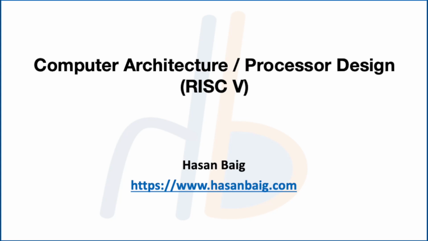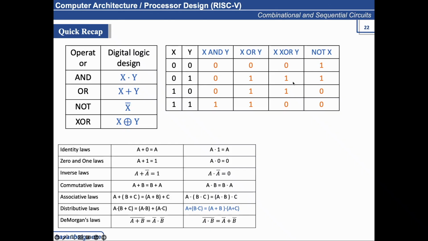Alright, so in the last lecture we started off our new topic about combinational circuits and sequential circuits, but we are covering the first part, combinational circuits. We discussed the basic operators like AND, OR, NOT, and XOR, and some identity laws. I'm not going into the details.